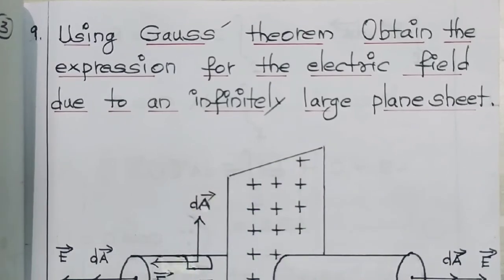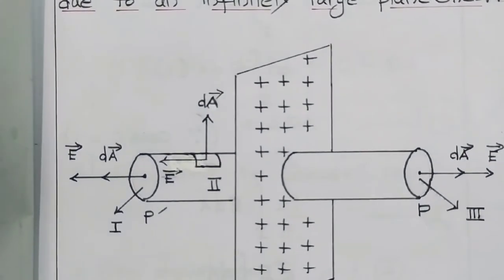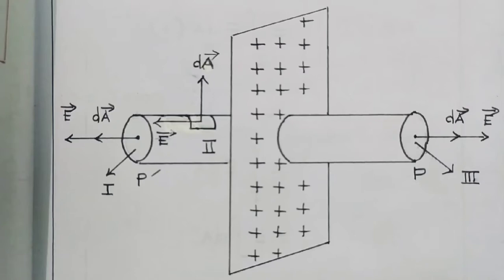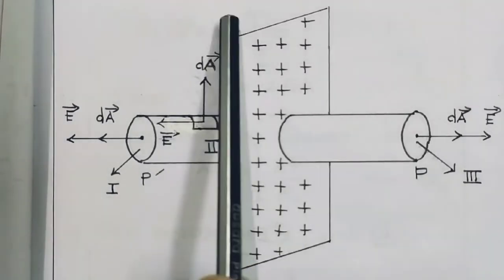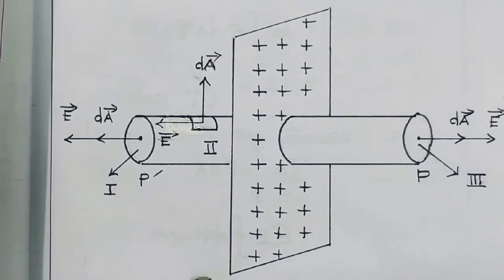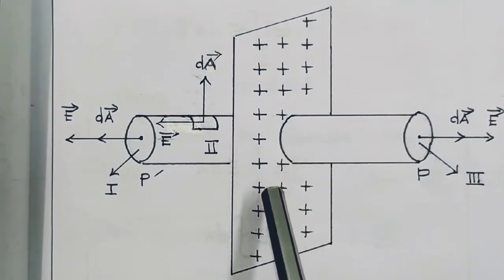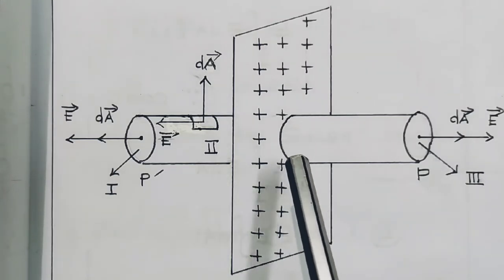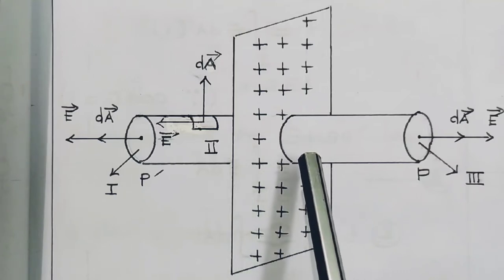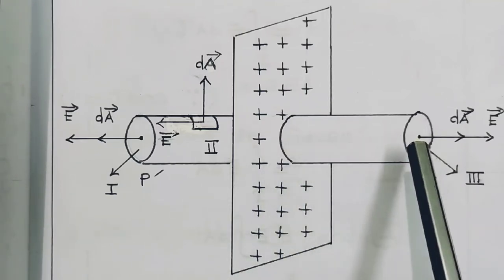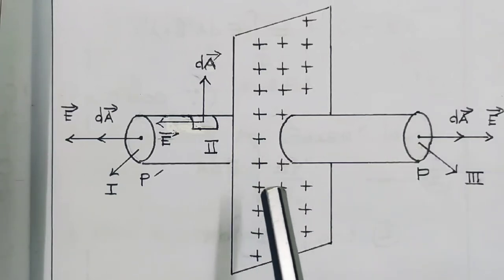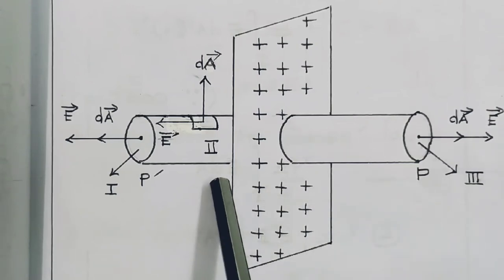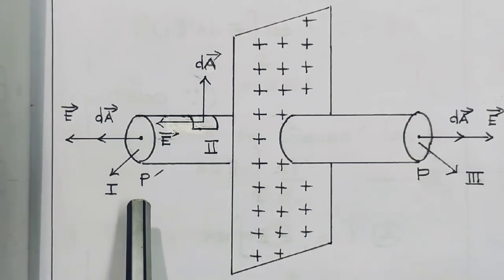So let us have a close look at the diagram so that the derivation will be easier. Here, this is the infinitely large plane sheet. It is positively charged. Now we are here to find the electric field at a point away from the sheet. So here I have taken a point P. Similarly, in this direction I have taken a point P dash.